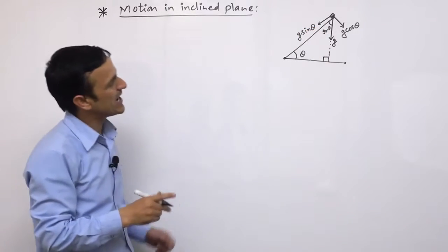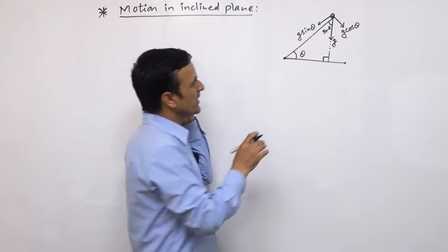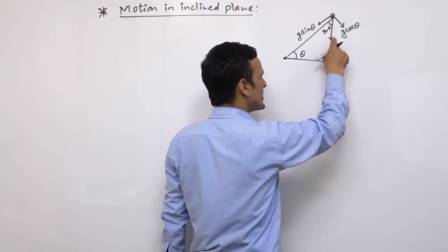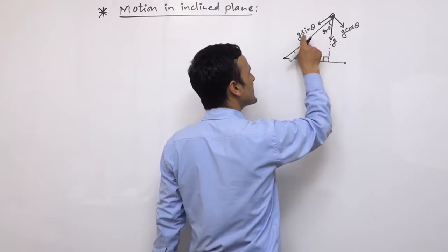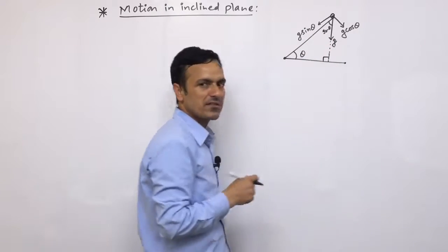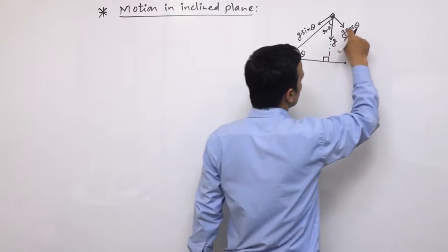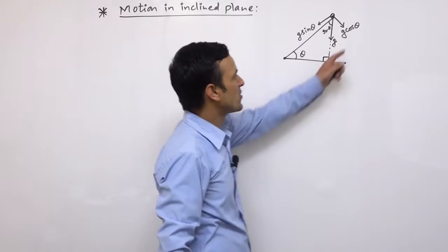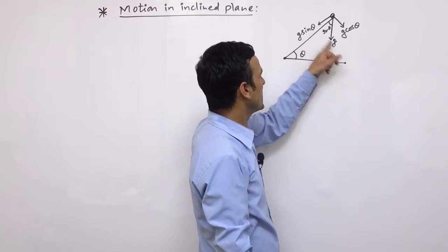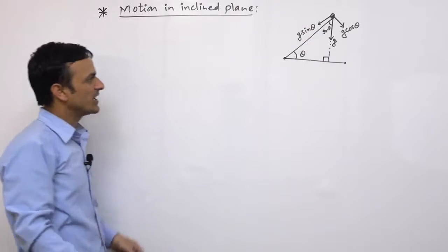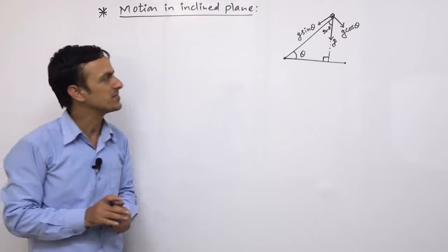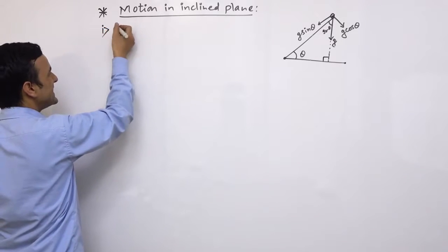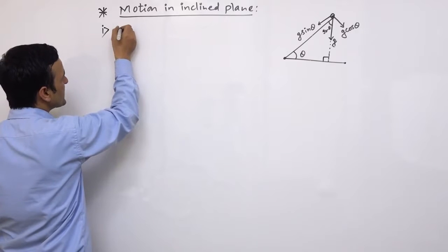So in this way, we can resolve the acceleration due to gravity into two parts. So if it is gravity, then one part is g sine theta. And if we resolve the other part, then it will be g cos theta. So it is based on base and it is based on perpendicular. So in this way, we can resolve g, the acceleration due to gravity, into two parts. So let's see two parts of this one.